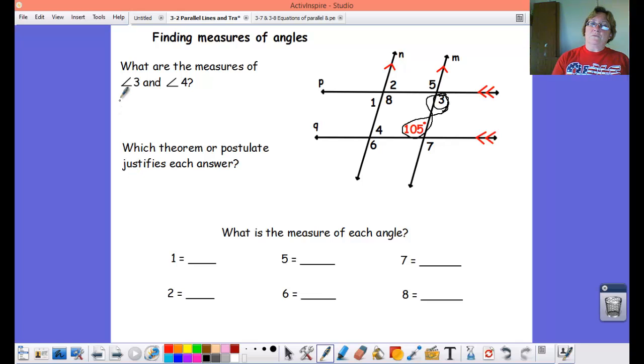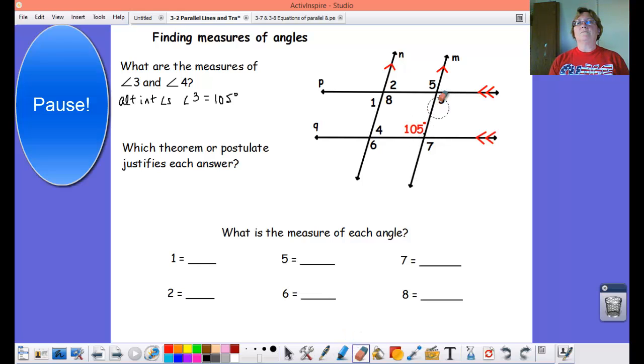So here's, we're going to answer both of these questions at the same time. Alternate interior angles tell us that angle 3 is 105 degrees. Okay, it's alternate and interior with that angle that's measured.